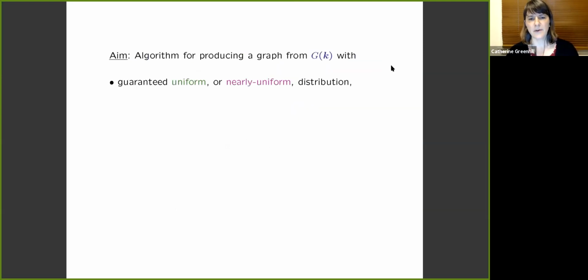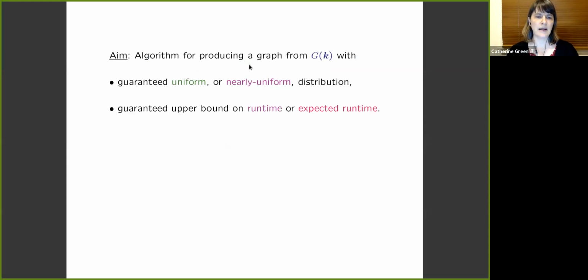Okay, so now we can talk about our aim. We want an algorithm for producing a graph from this set of all graphs with the given degree sequence, which has a guaranteed distribution which is either uniform or close to uniform in a sense that we'll make precise soon. And it should have a guaranteed upper bound either on the runtime or on the expected runtime if the runtime itself is a random variable.